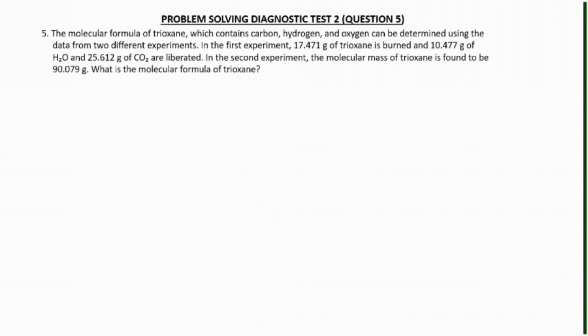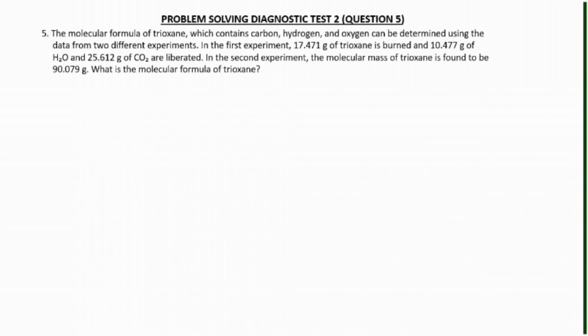17.471 gram of trioxane is burned and 10.477 gram of H2O and 25.612 gram of carbon dioxide are liberated. In the second experiment, the molecular mass of trioxane is found to be 90.079 gram. What is the molecular formula of trioxane?